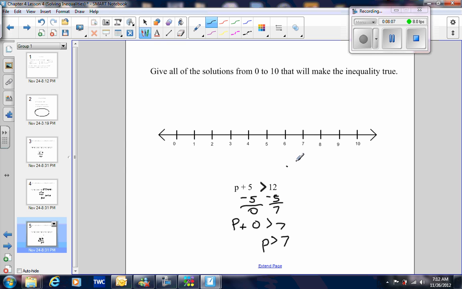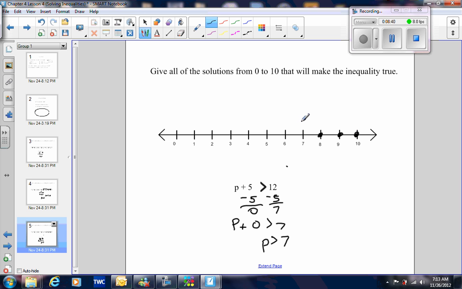Okay, so we're going to go up here now to the number line. If I was to choose 7, that would be 7 plus 5 is 12. And that is not greater than 12. It's equal to 12. So 7 would not actually be one of our answers this time. 8 would be. 8 plus 5 is 13, and that's greater than 12. 9 plus 5 is 14, and that's greater than 12. And 10 plus 5 is 15, that's greater than 12.